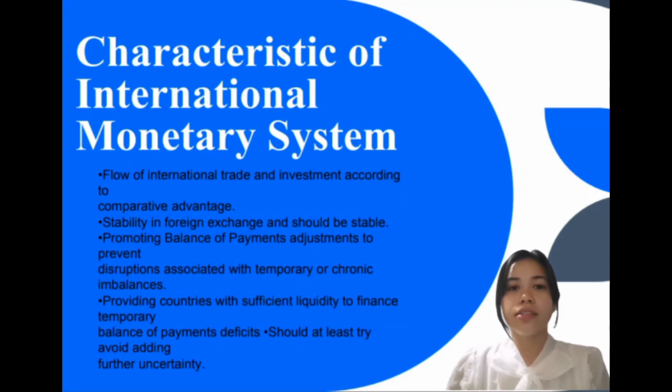I will be discussing the characteristics of the international monetary system. First is flow of international trade and investment according to comparative advantage. The flow of international trade and investment based on comparative advantage operates on the principle of specialization and exchange.